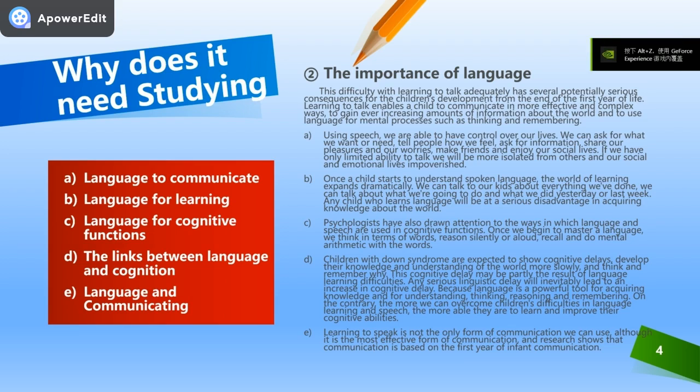Second, the importance of language. There are 5 reasons why we need to study this in Down syndrome. This difficulty with learning to talk has several potentially serious consequences for the children's development. From the end of the first year of life, learning to talk enables a child to communicate in a more effective and complex way, to gain ever-increasing amounts of information about the world, and to use language for mental processes such as thinking and remembering. The first reason, using speech.